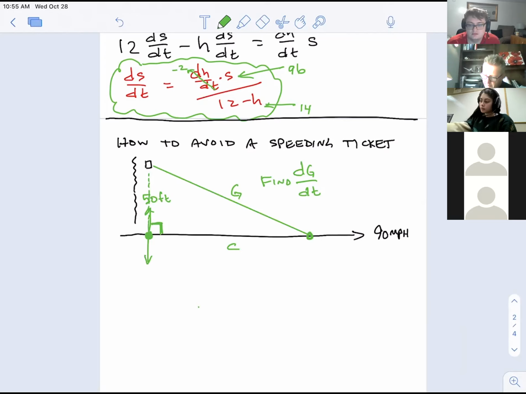Now, do you agree that because I named this side C right here, that 90 miles an hour is code for dC/dt? That's how C is changing, isn't it? Isn't the length C growing? It's positive by 90 miles per hour. So in a sense, this problem is, given the car is driving 90 miles an hour, find dG/dt. These two rates are related. Find dG/dt, and then I would have to give you a snapshot in time, just like we did last time.